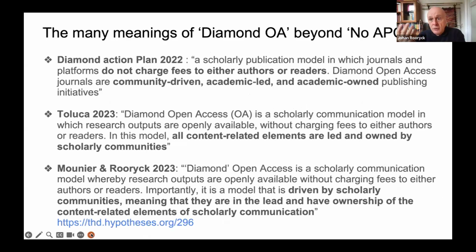No fees, but also all content-related elements are led by scholarly and owned by scholarly communities. And in the paper that I wrote with Pierre Mounier, we insisted on the same elements. So basically two elements: no fees for readers or authors on the one hand, the economic element, and on the other hand, the governance element, namely the scholarly communities are in the lead and they own or control the content of the papers.